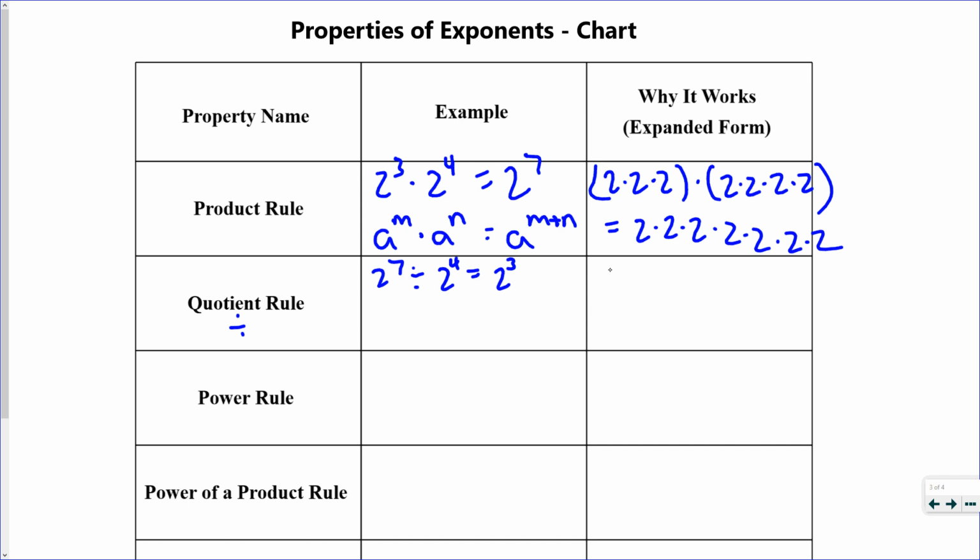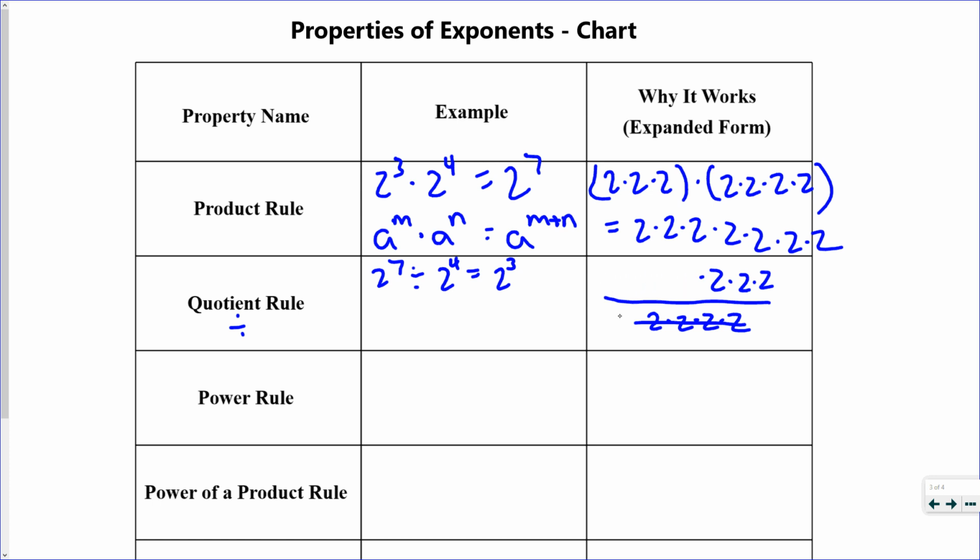So 2 times 2 times 2 times 2 times 2 times 2 times 2 divided by 2 times 2 times 2 times 2. Okay, so 7 2's divided by 4 2's. Well, remember, when we're dealing with a fraction, we can always simplify by crossing out like factors, right? So when I do this, I cross out 4 from the bottom, 4 from the top. I know I said that backwards. Let me just erase them.